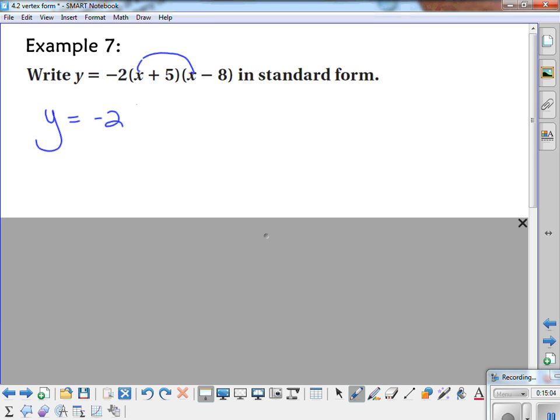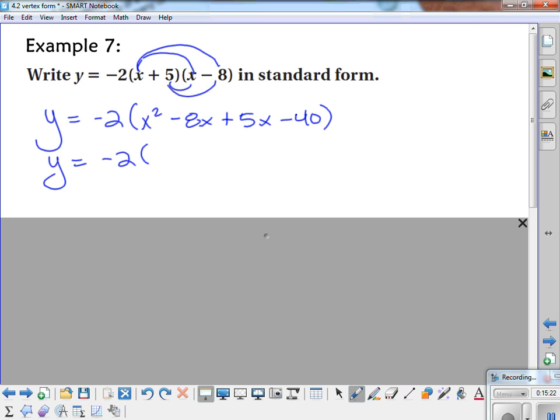So what's x times x? X squared. What's x times -8? -8x. What's 5 times x? Positive 5x. What's 5 times -8? -40. Do I have some like terms that I can combine? Yes, I do. What do I get when I combine them? X squared minus 3x minus 40. All right, then the last step is just to distribute my -2. So -2x squared plus 6x plus 80.